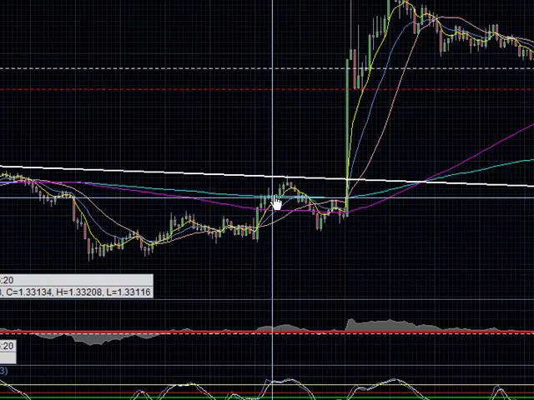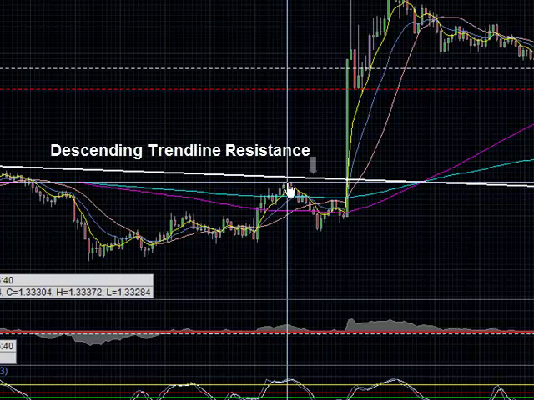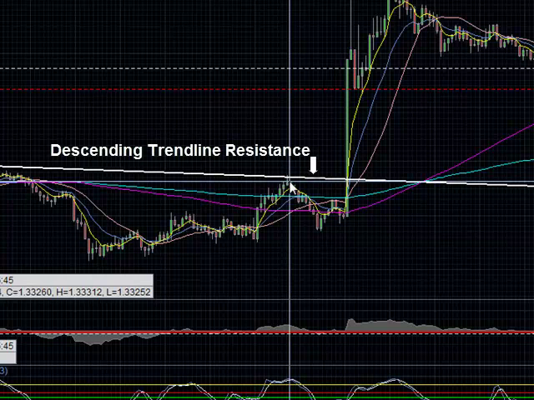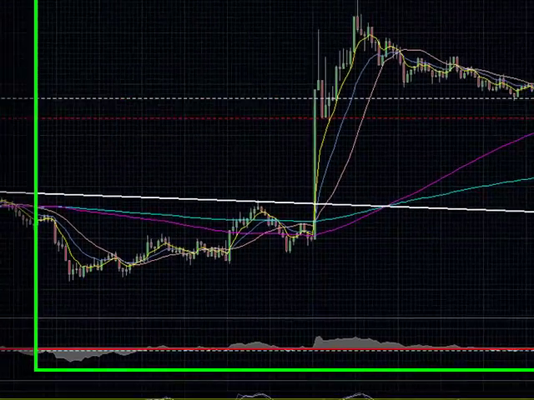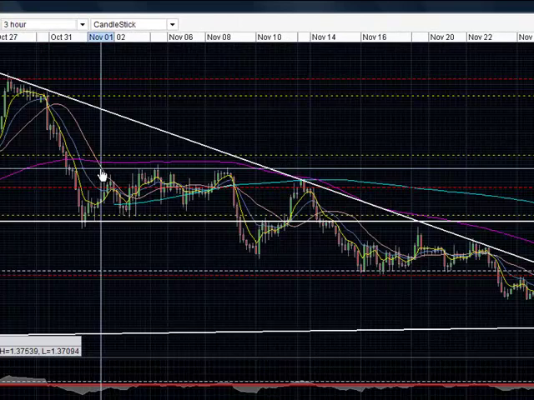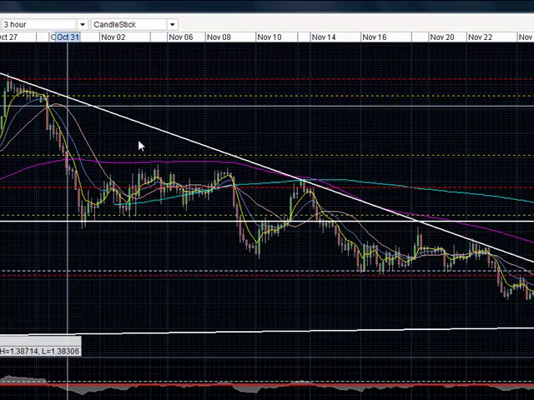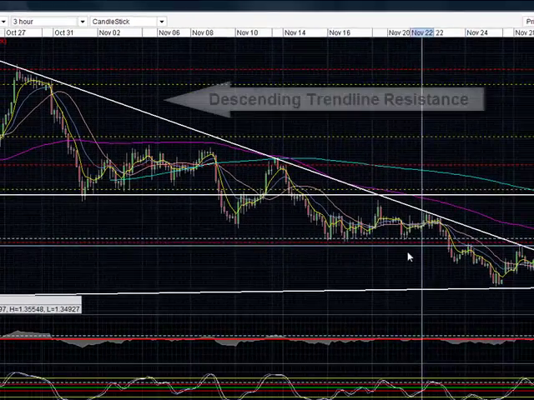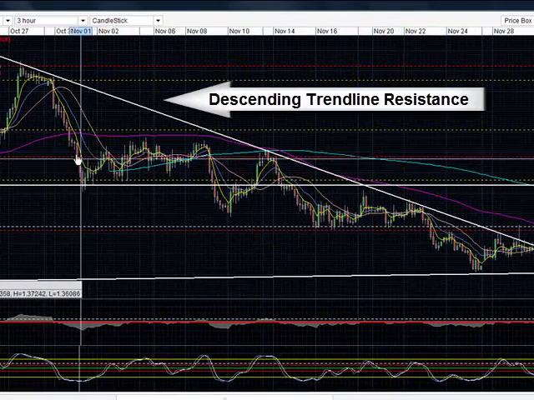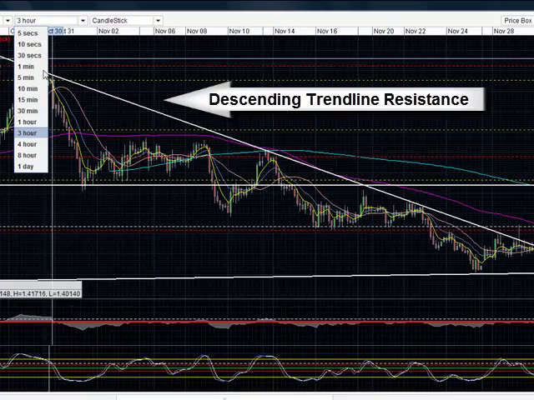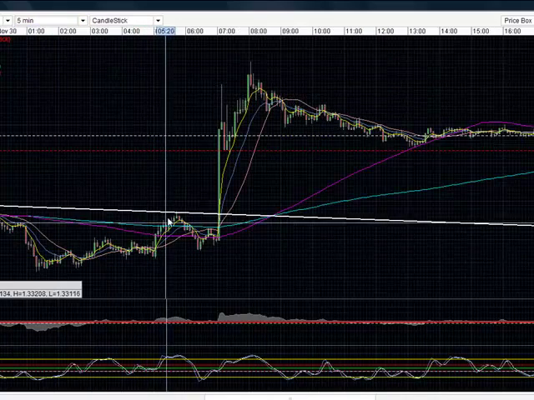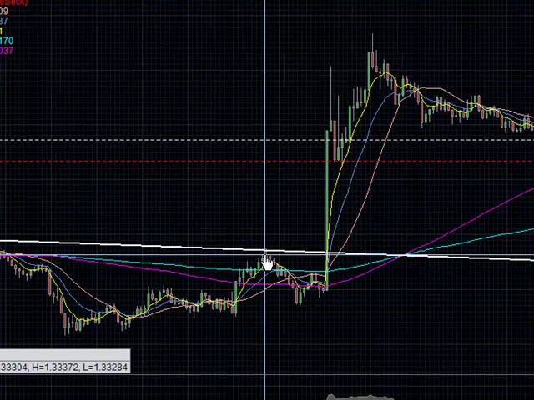We saw this small rally in the pair all the way up to this resistance at this descending trend line. Now, if you were able to look at my last technical analysis video from a few days ago, you would have heard me talk about this descending trend line resistance. Let me go to our 3-hour chart right now. As you can see, this is the descending trend line resistance right here. And for most of the month of November, it has served as good resistance historically and good places to go short.